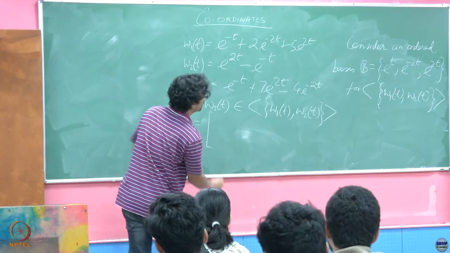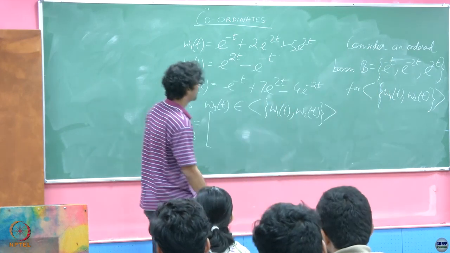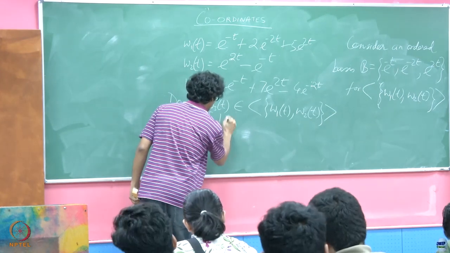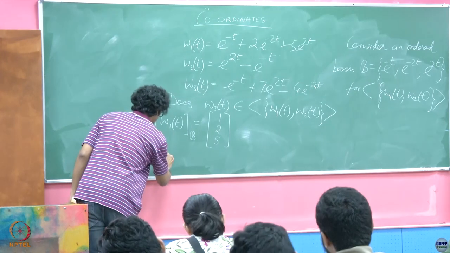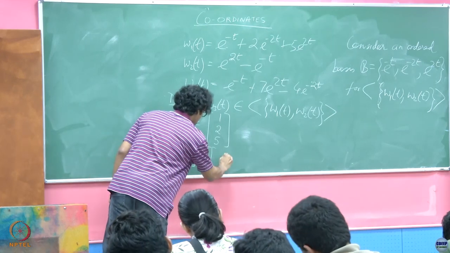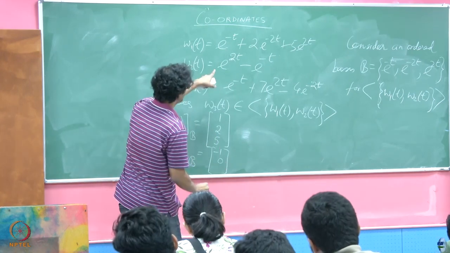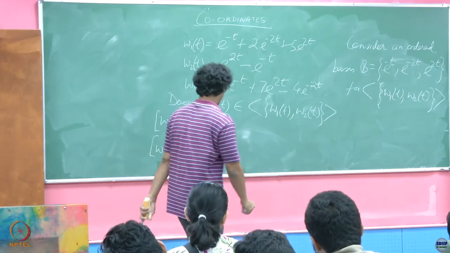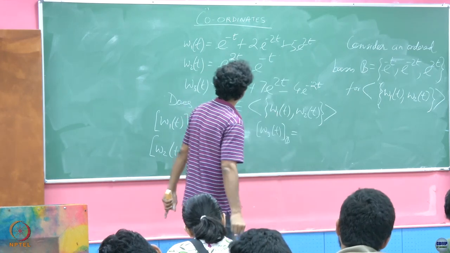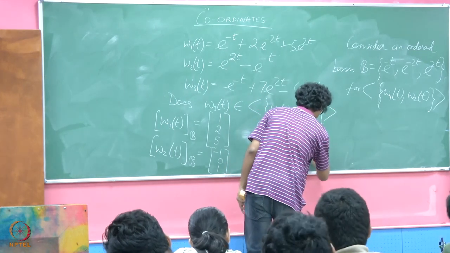This turns out to be, look at the order. Oh, is it minus t? Minus t, sorry. Okay, so it is 1, 2, and 5. Similarly, W2t, in terms of this ordered basis, now turns out to be minus 1, 0, and 1. And W3t, in terms of the same basis, turns out to be 1, minus 4 and 7.